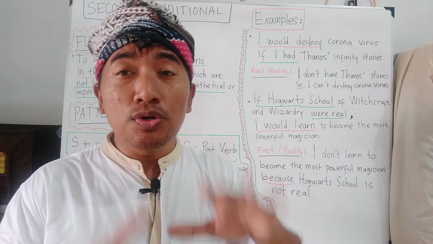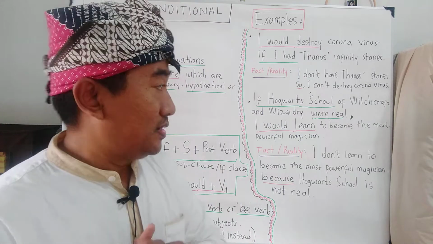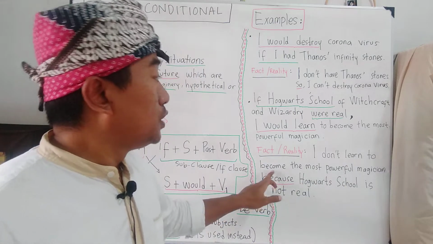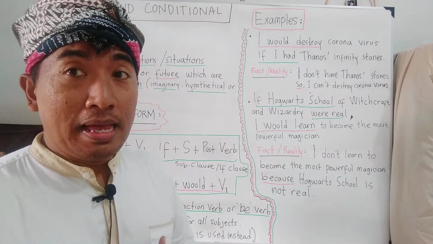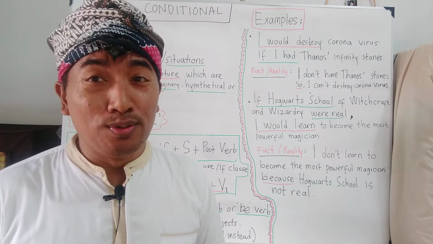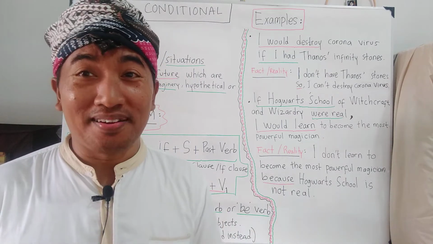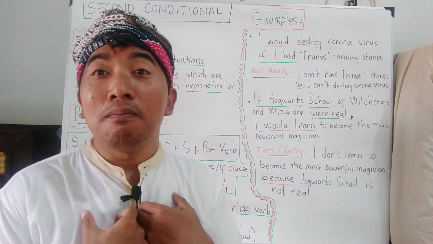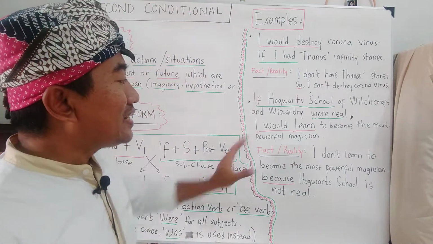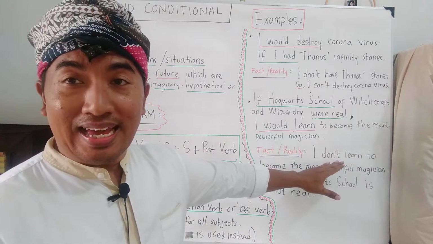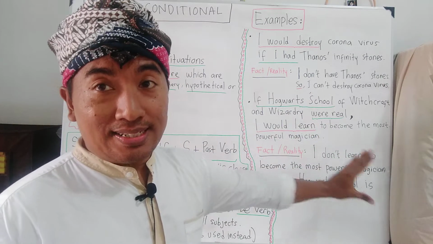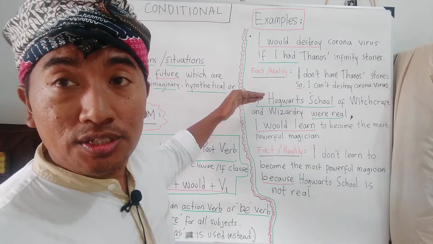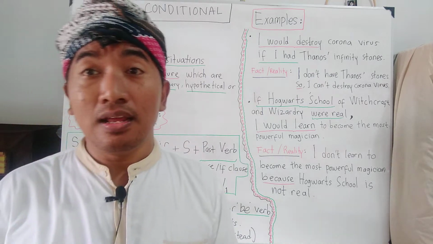Now, this time, I'm going to show you the fact, the reality, first. See, the fact is, I don't learn to become the most powerful magician because Hogwarts School is not real. Am I correct? Now, how to make this fact or reality become a conditional sentence? In a conditional sentence, of course, as you learned before, when the reality or fact is expressed in present, the conditional sentence should be all in the past.